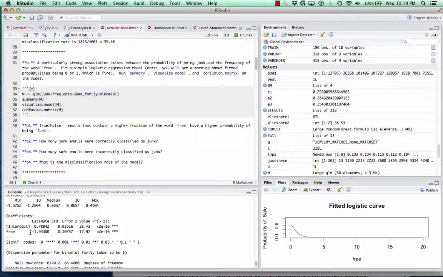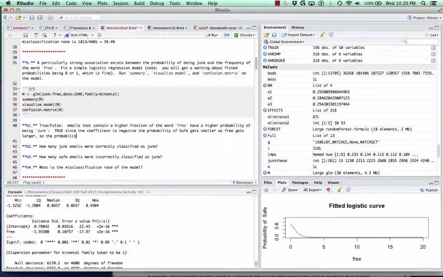So our model is predicting the probability of an email being safe, and what we see is that that probability decreases, because that coefficient is negative, as the value of free gets larger and larger. So as free gets larger, the probability of safe decreases, implying that the probability of being junk increases. So yes, emails that contain a higher fraction of the word free have a smaller probability of being safe, because that's negative, and therefore a higher probability of being junk. So that's going to be true. Since the coefficient is negative, the probability of safe gets smaller as free gets larger, so the probability of junk gets bigger as free gets larger.